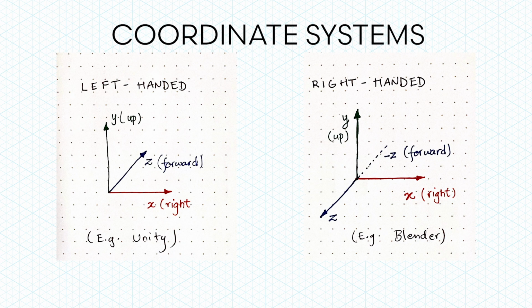So about coordinate systems, there's two kinds that we're likely to encounter, which is either the left-handed system or the right-handed system. On a left-handed system, which is for example used by Unity, when X is right and Y is up, the positive Z-axis can be considered the forward direction, and on a right-handed system, when X is right and Y is up, the negative Z-axis can be considered the forward direction.